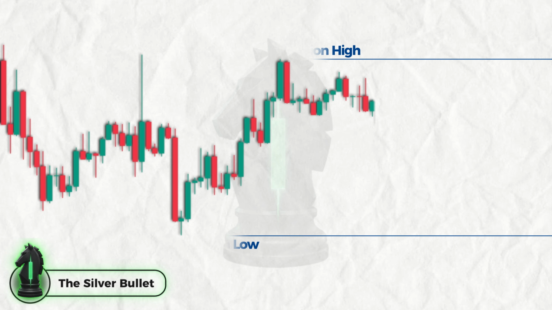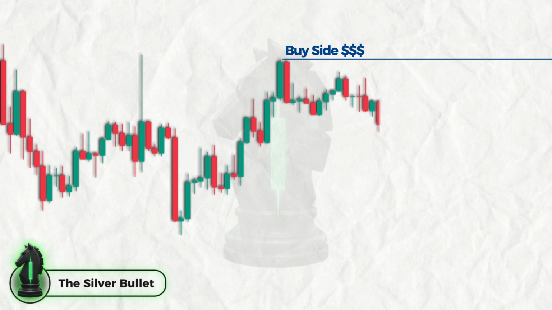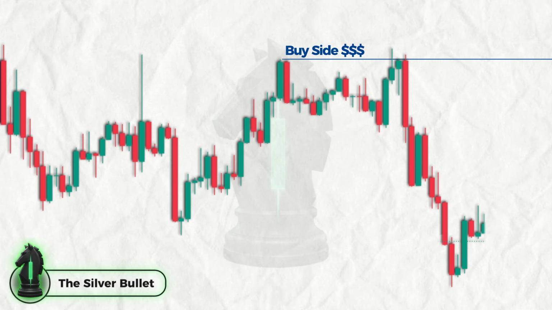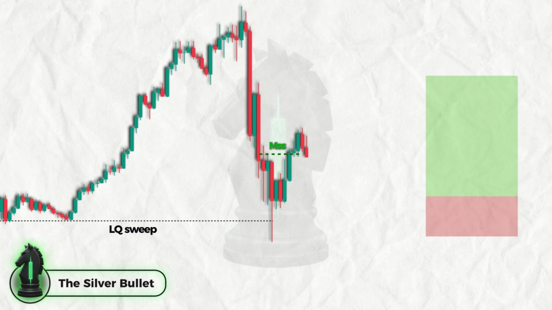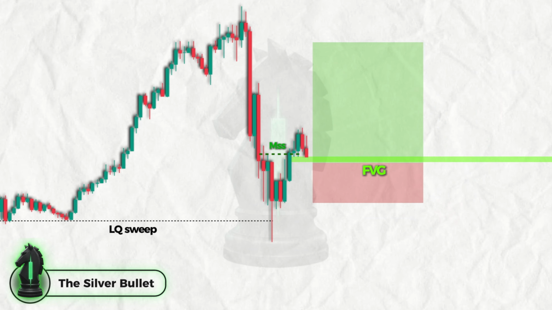Wait for price to aggressively drive past the established session high or low, stripping away the buy-side liquidity where retail stop losses reside. The moment the algorithm clears these orders, it will rapidly reverse. This structural break confirms that demand has evaporated and institutional sellers are now driving the market. If you want to get a perfect execution, you need to combine the liquidity sweep with a market structure shift, and your ideal entry zone is an unfilled fair value gap.